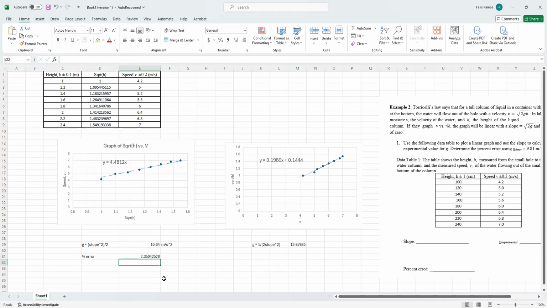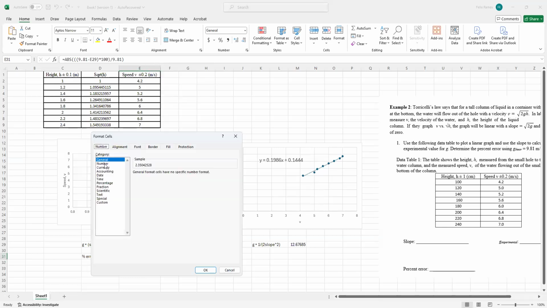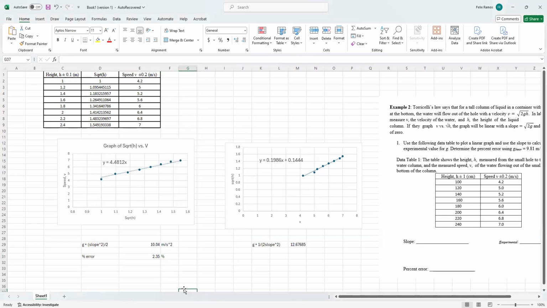And now that gives me this positive and in percentage. I can modify this so it shows just only 2 decimal places if I want. So we round. So I have an error of 2.35%.